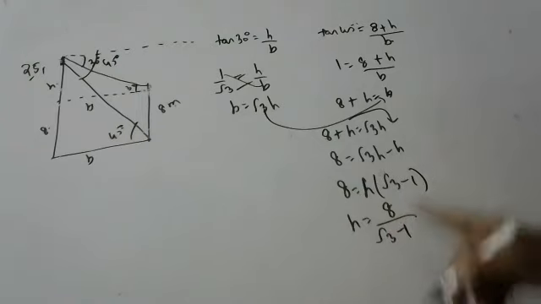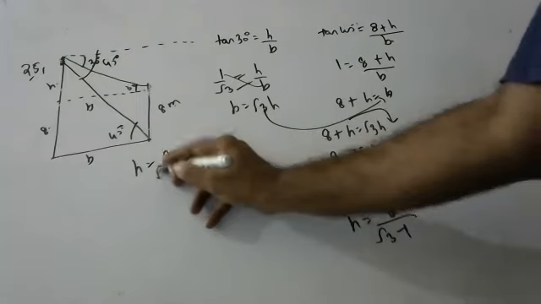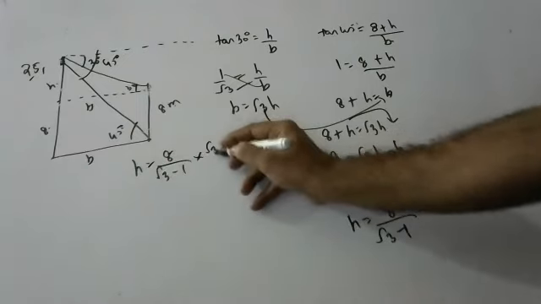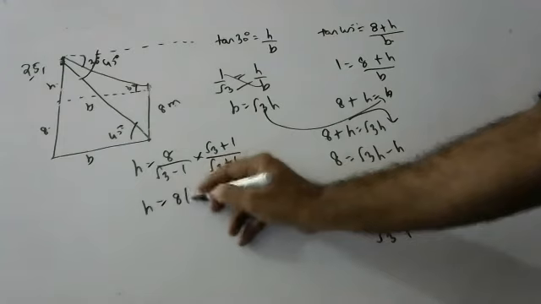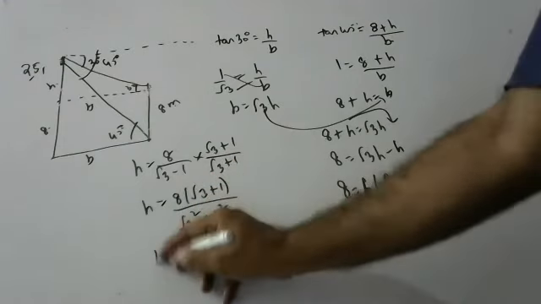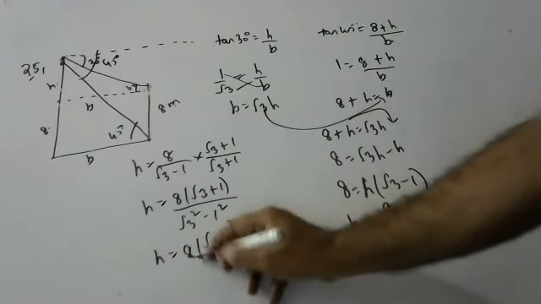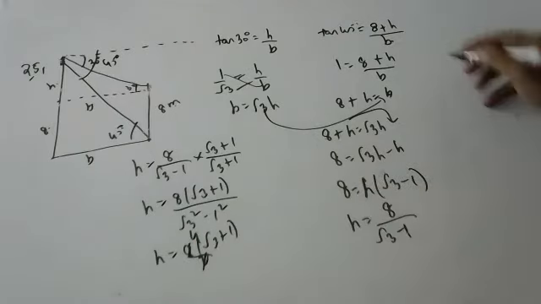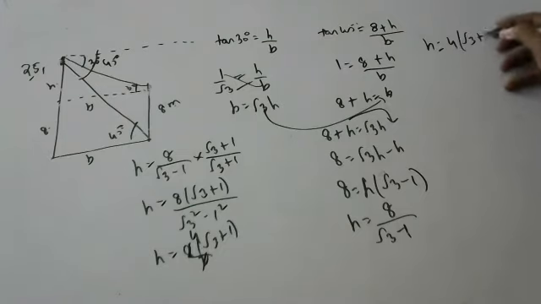Go for rationalization, children. Don't do like that. So 8 by root 3 minus 1, if you rationalize, root 3 plus 1 by root 3 plus 1, children. h is equal to 8 into root 3 plus 1 by a square minus b square, children. h is equal to 8 into root 3 plus 1 by 2. 2 4s. So what you get, children? h is equal to 4 into root 3 plus 1.